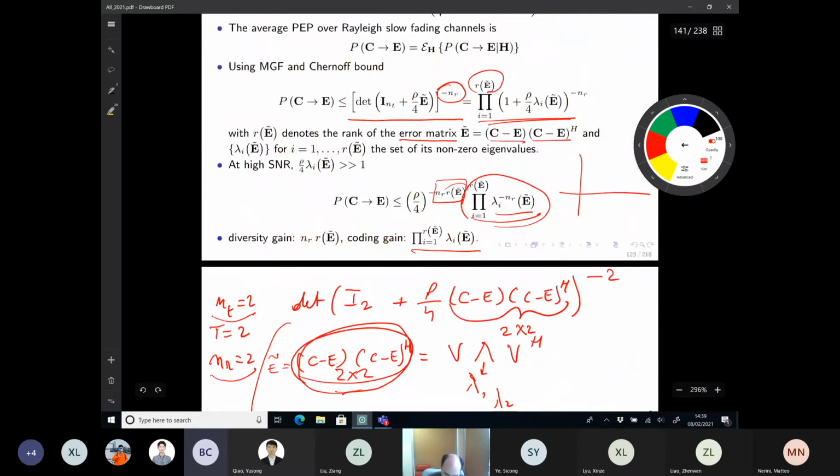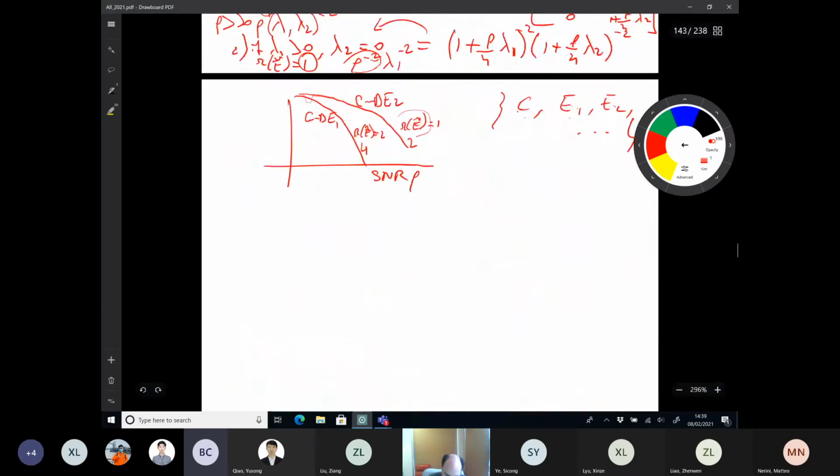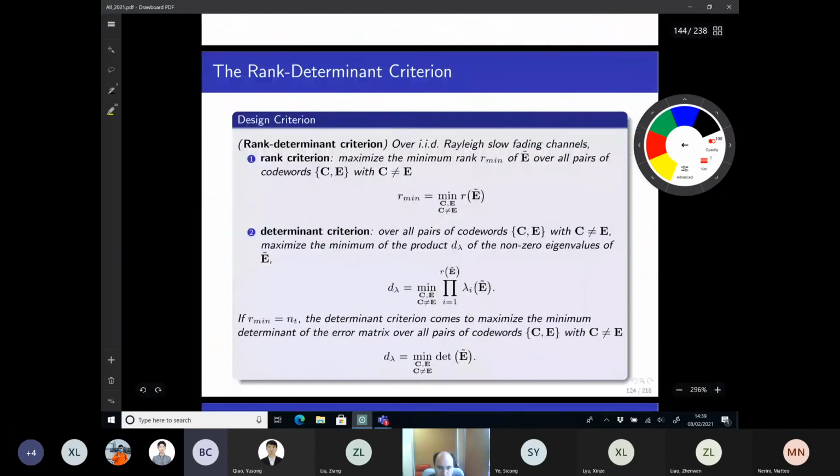Right? And so this is the basics of the rank-determinant criteria, and it says the following. It says that if you have IID Rayleigh fading channels, slow fading channels, what you need to do is maximize the rank. So you need to look at the error matrix over all possible pairs of code words that you have in your code book, so that C and E are different from each other, and you look at the minimum rank among all of them.